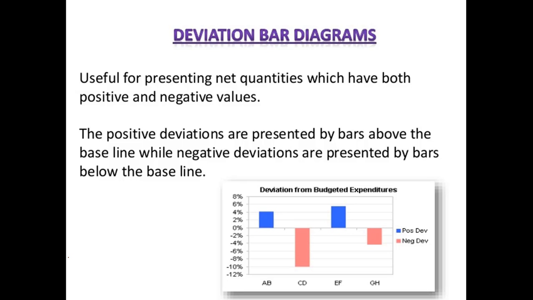Now talking about the deviation bar diagrams, they are useful for presenting net quantities which have both positive and negative values. The positive deviations are presented by bars above the baseline, while negative deviations are presented by bars below the baseline. Okay, deviation of budget expenditure. So on certain things it is given, if it is positive then it will be represented on the positive side, that is above the x-axis, and when it is negative then it is below the x-axis. Scale will be used y to minus y.